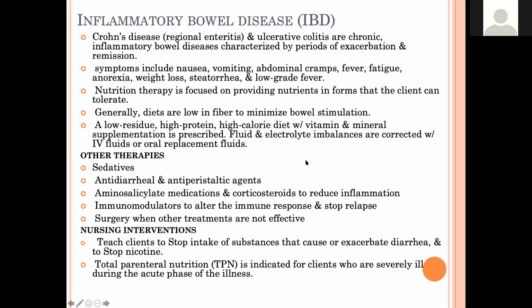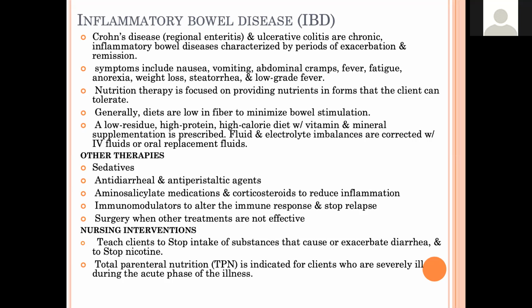A low residue, high protein, high calorie diet with vitamin and mineral supplement is prescribed. Fluid and electrolyte imbalance is corrected with IV fluid or oral replacement. Other therapies include sedatives, antidiarrheal and antiperistaltic agents, aminosalicylate meds, and corticosteroids, and that's to deal with inflammation. Okay, and remember with corticosteroids, you can't stay on those long term.